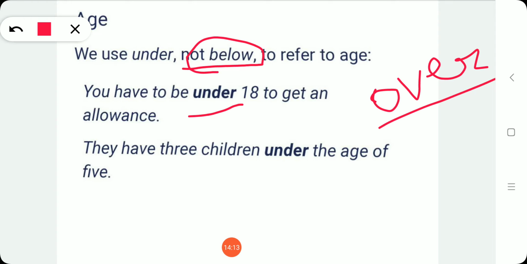Okay, so you have to be under 18 to get an allowance. They have 3 children under the age of 5. Okay, so in these places, for referring to age lesser than, we have to use under, and for referring to the age more than, that is older than, we have to use over.